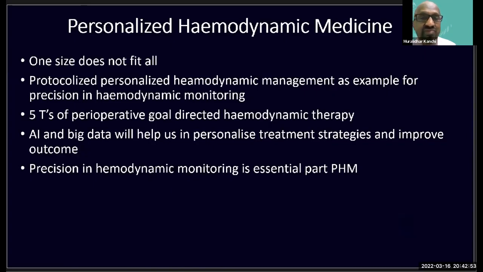Protocolized and personalized hemodynamic management is an example for precision in hemodynamic monitoring. The 5 T's of perioperative goal-directed hemodynamic therapy, as elucidated by Dr. Satyan Parida, must be taken into account. Artificial intelligence and big data will help us to personalize treatment strategies and improve outcomes. Precision in hemodynamic monitoring is an essential part of perioperative personalized hemodynamic management of patients.